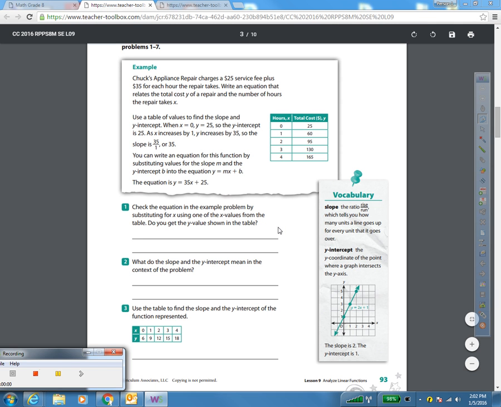Hi class, this is help with page 93 and 94 of your homework. So before you do anything, read through the example, and then we'll get started. You can pause it if you need to.